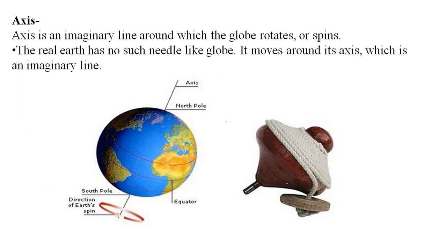Axis. Axis is an imaginary line around which the globe rotates or spins. You can notice that a needle is fixed through the globe in a tilted manner, which is called axis. The real earth has no such needle-like thing. It moves around its axis, which is an imaginary line.